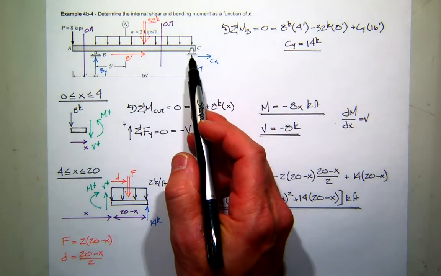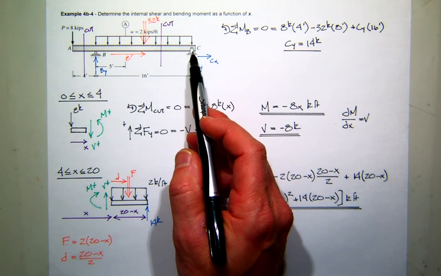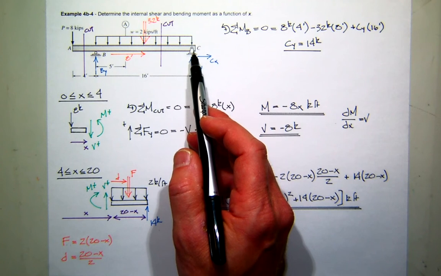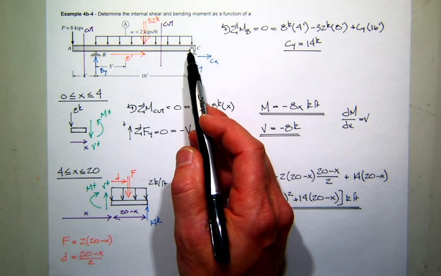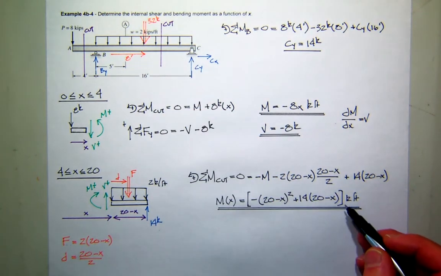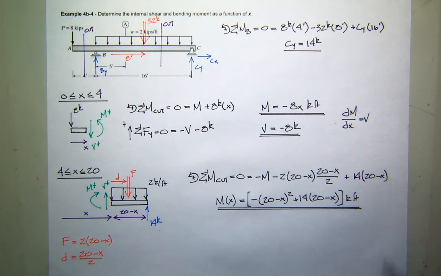What's the value of the moment at C? It is a pin. What's the moment of the pin? 0. So does our equation say the moment is 0 at x equals 20? Yes, it does. I like that. So that gives me some hope.